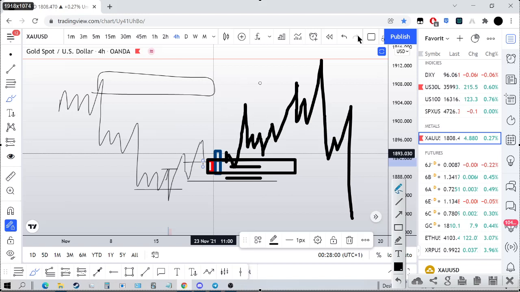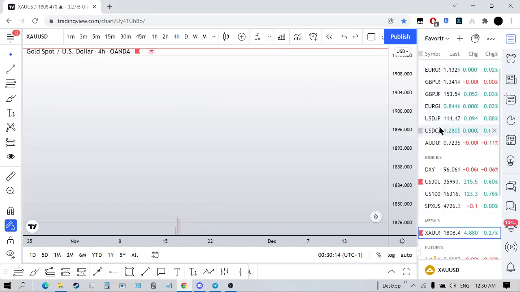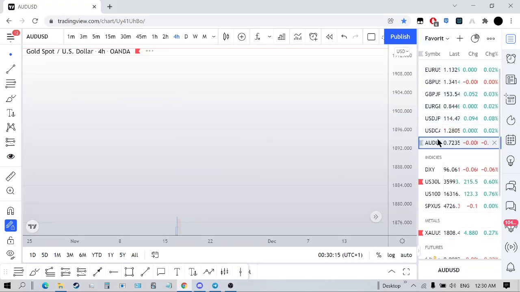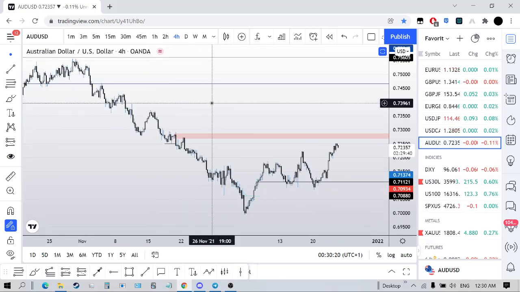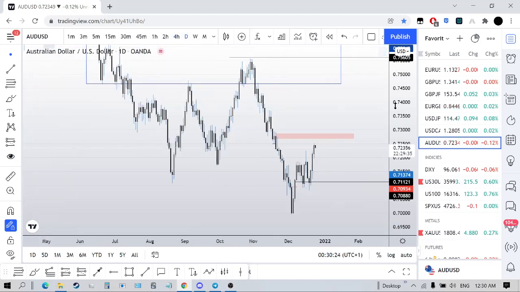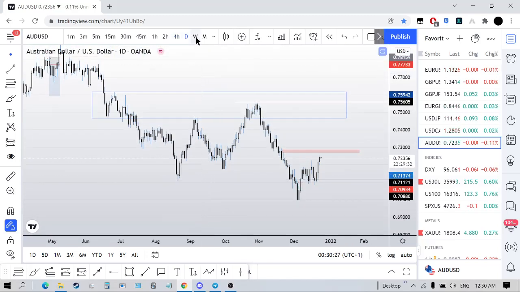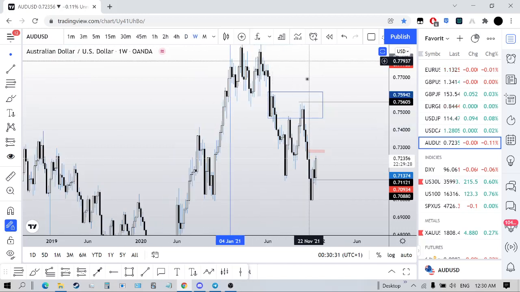I'm going to go over a live example on AUD USD real quick, and we can get right into that. Let's go to AUD USD. This is the last thing I want to go over. Let's go over a little bit of context. We came into this weekly order block right here. Actually, let's start off up here.